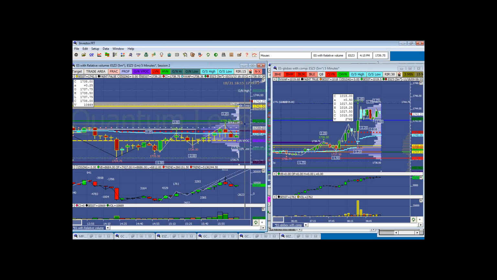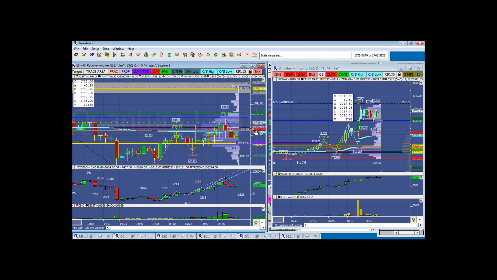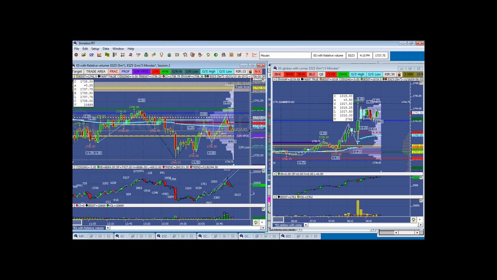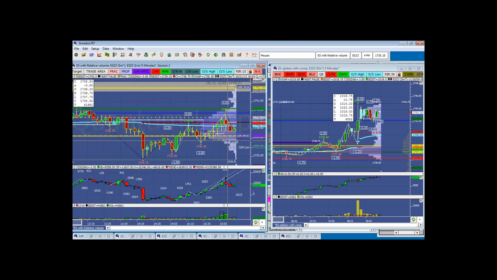Our value area high is our closing swing high at 39.75. Our value area low is, I believe, also going to be right on the IB low at 1737.25. So the 1737.25 has the IB low, the overnight VPOC, and the value area low.